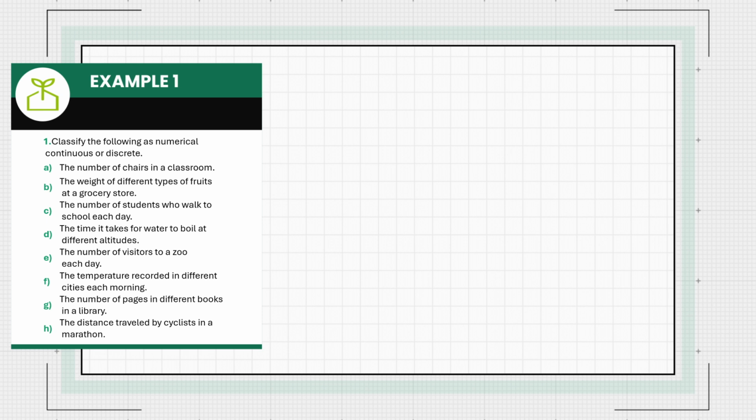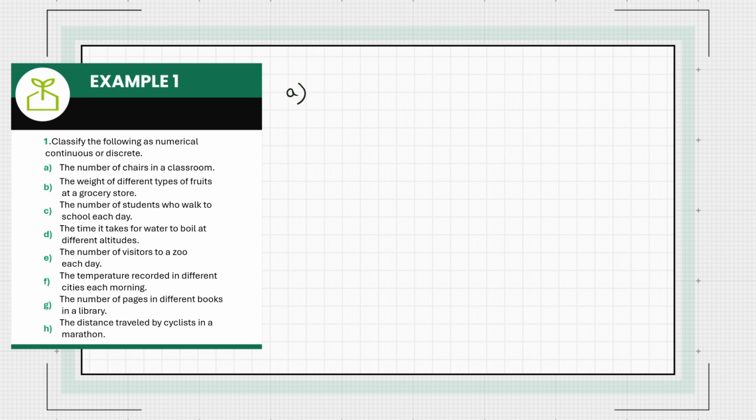Now when we have something like question 1a, the number of chairs in a classroom, we can only have whole numbers of chairs. It's only going to be 1, 2, maybe 32 chairs, but we're not going to have 32.567 chairs in a classroom, because 0.567 of a chair is probably not going to be made, or even potentially something that we would even find in that exact number.